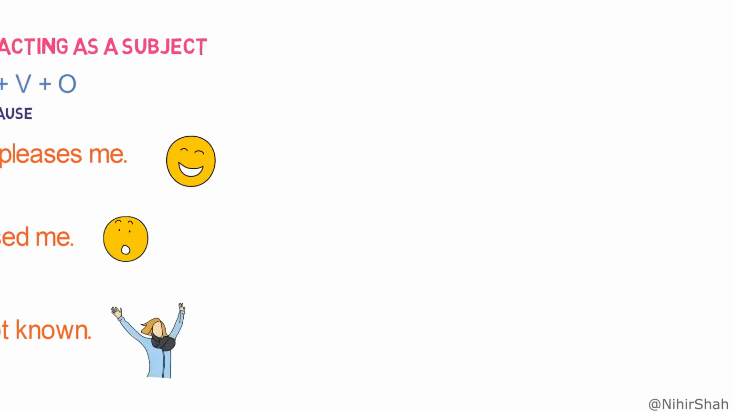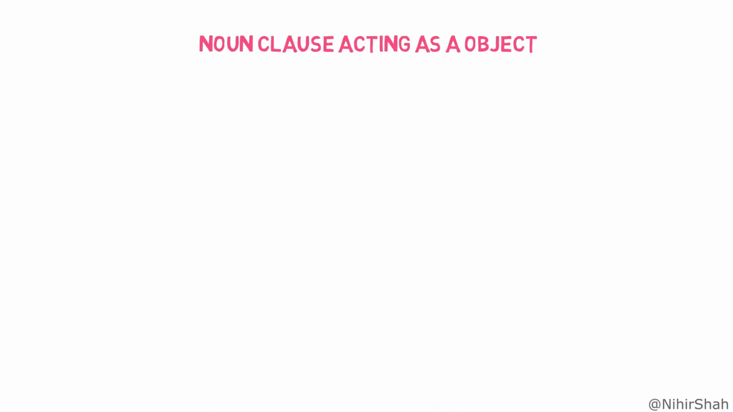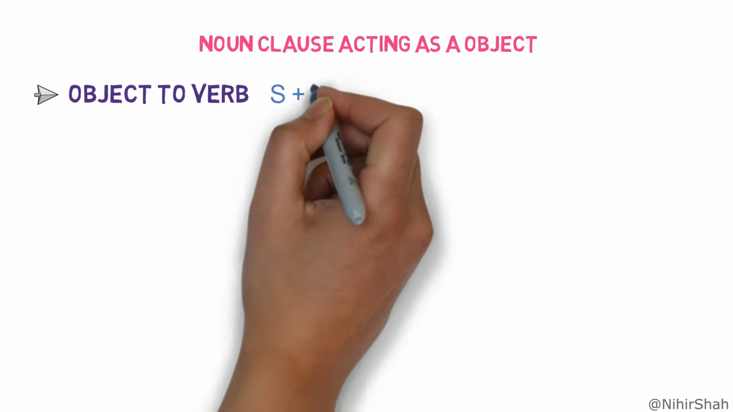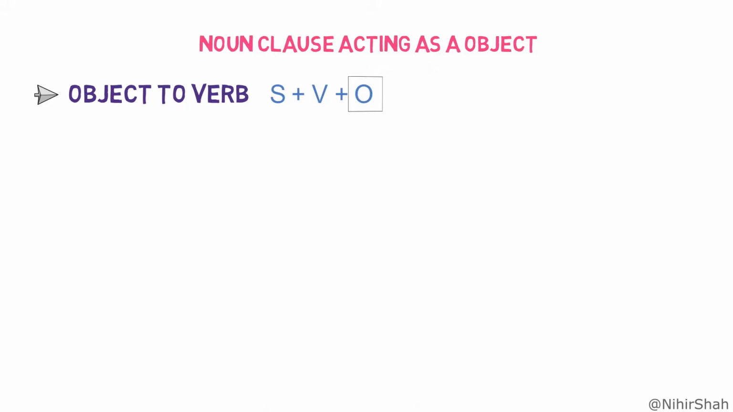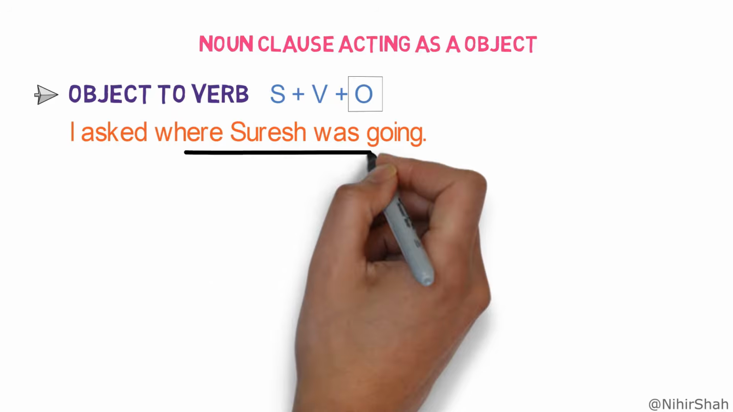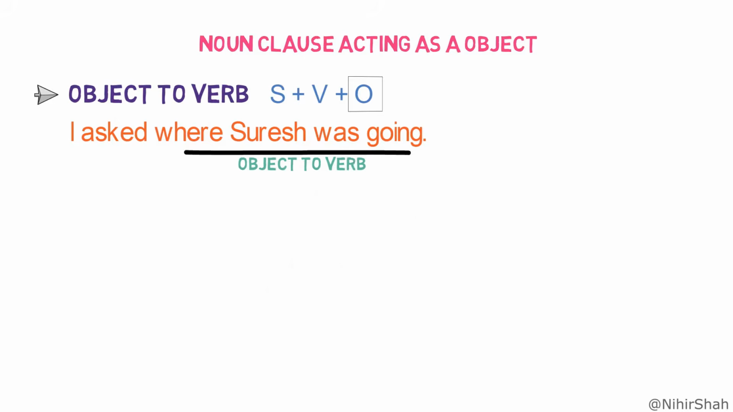Now, let's look into examples where a noun clause is used as an object in the sentence. A noun clause can act in 3 different ways as an object in the sentence. Number 1, object to verb. Here, the sentence structure is subject plus verb plus object. Let's look into an example of it. I asked where Suresh was going. Here, the clause where Suresh was going is acting as an object to the verb asked.